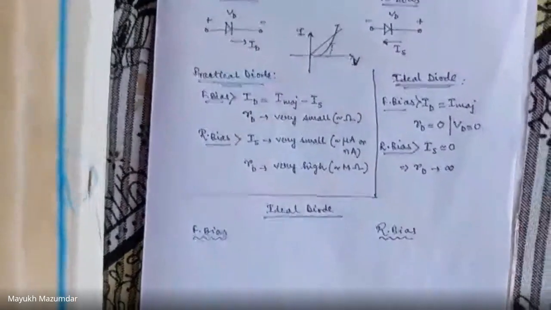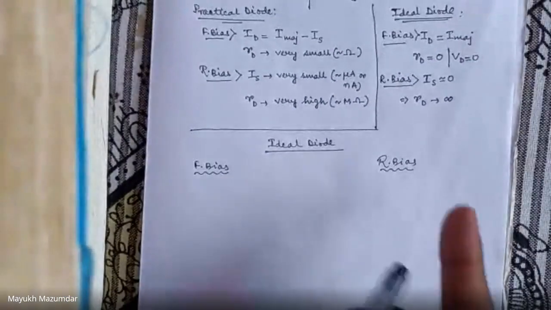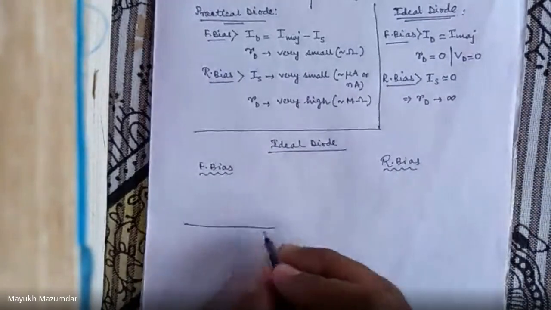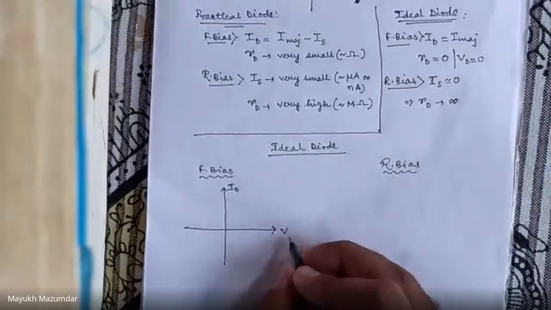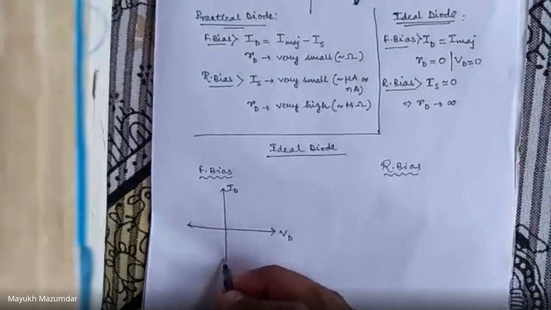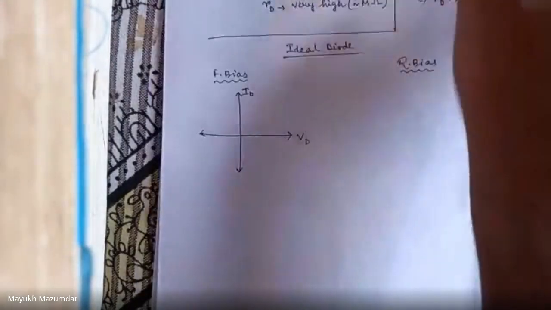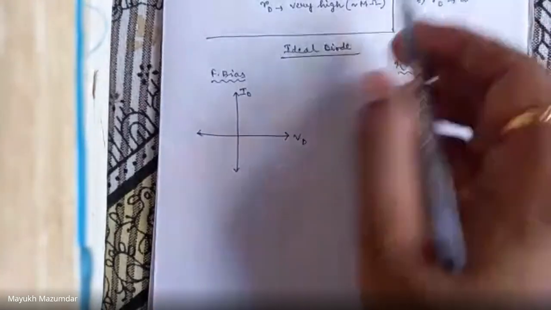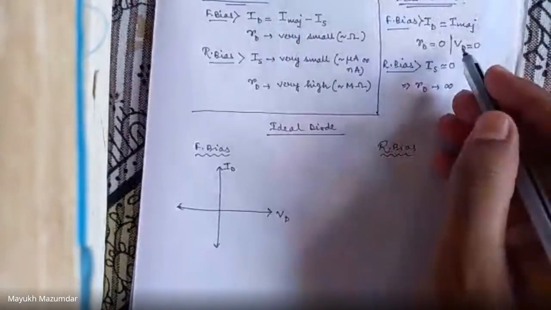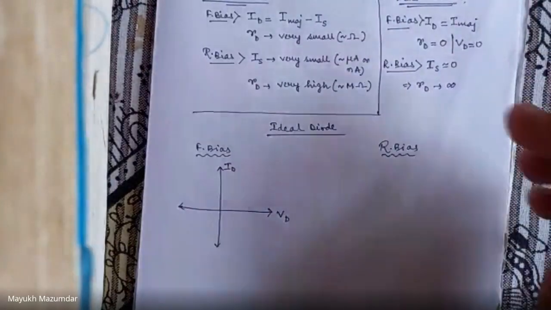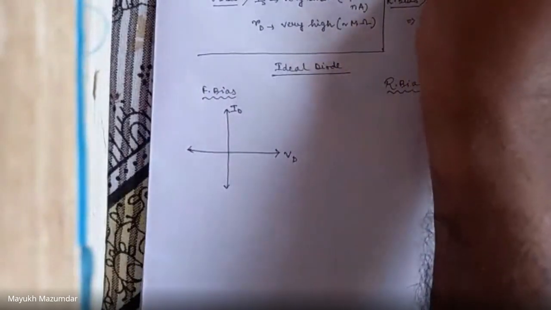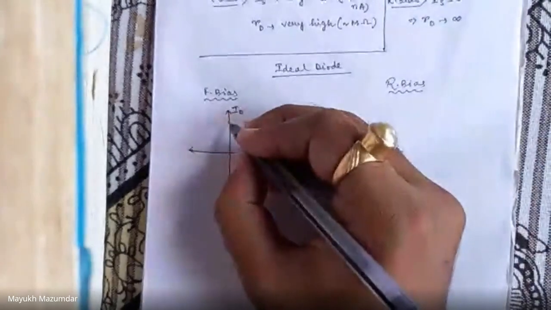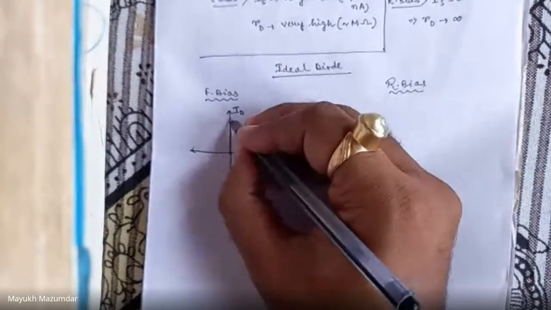Yes, sir. So only in the linear region can we apply Ohm's law. That's a different issue. So what happens for an ideal diode if I redraw the IV characteristics? In forward bias, what is the voltage across the diode? 0. But there is current. And actually the current also should be infinity, isn't it? I equals V by R, and R is 0.